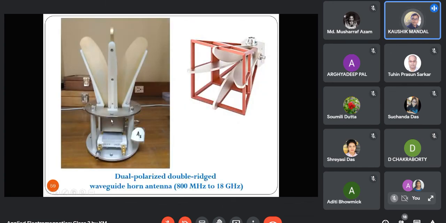This is a dual polarized double ridge horn antenna that operates over a wide frequency range, 8 MHz to 18 GHz. Now, it is dual CP, so it is LHCP and RHCP. For LHCP measurement, you have to connect at this point. For RHCP measurement, you have to connect at this point.